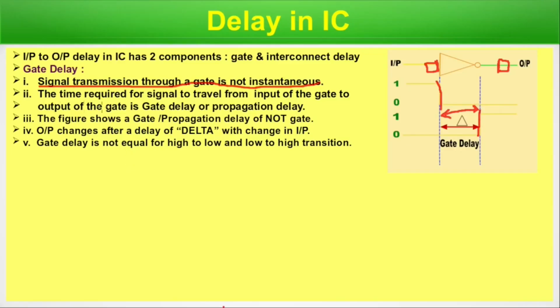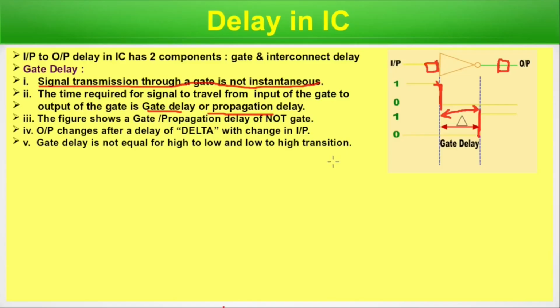That is gate delay. The time required for a signal to travel from the input of the gate to the output of the gate is gate delay or propagation delay. The figure shows the gate or propagation delay of a NOT gate. Output changes after a delay of delta with change in input. As we can see, gate delay is not equal for high to low and low to high transition. The delay is not exactly the same. We will discuss it in some later episode. Today, we will mostly concentrate on wire delay or interconnect delay.